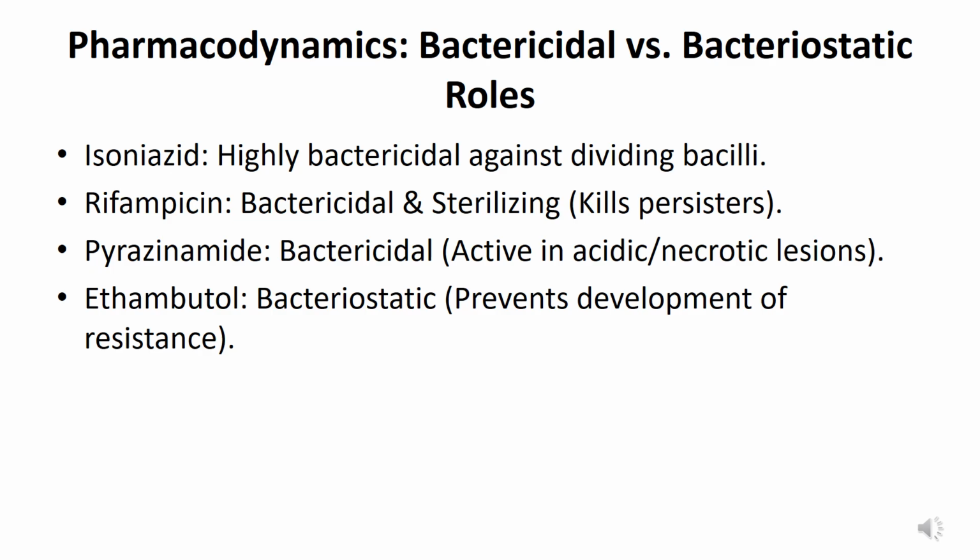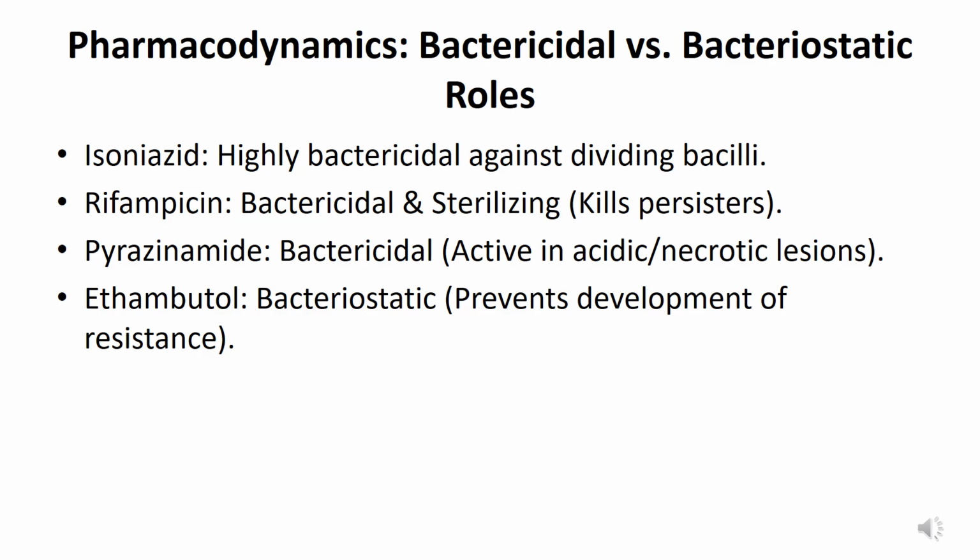Finally, we come to Ethambutol. Unlike the other first-line drugs, Ethambutol is primarily bacteriostatic. Rather than directly killing large numbers of organisms, it slows bacterial growth by disrupting cell wall synthesis. This may seem less impressive, but its role is critical. By suppressing bacterial multiplication, Ethambutol helps prevent the emergence of drug-resistant strains during therapy. In many ways, it acts as a protective partner for the more potent bactericidal agents.